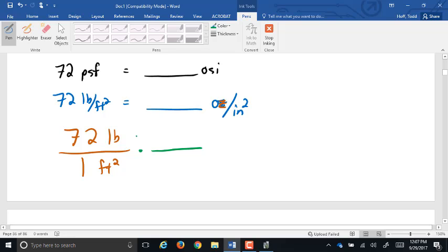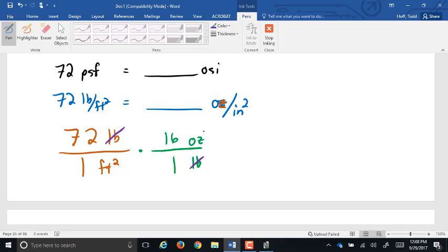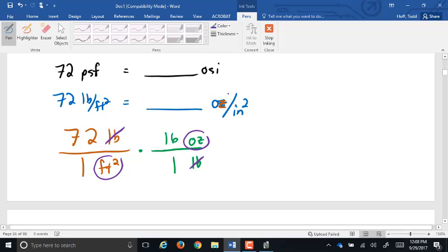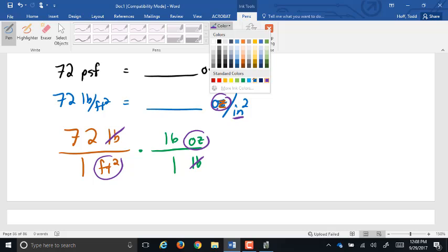If I'm getting rid of pounds, where am I going to put them in my conversion factor? On bottom. Of course, I'm going to ounces. Relationship, 1 pound, 16 ounces. So the pounds cancel out. Right now, the units I have, and look, what unit do I still have on top? Ounces. What unit do I have on bottom? Square feet. So I want the ounces on top. That's good. I have to change that square feet into square inches yet.